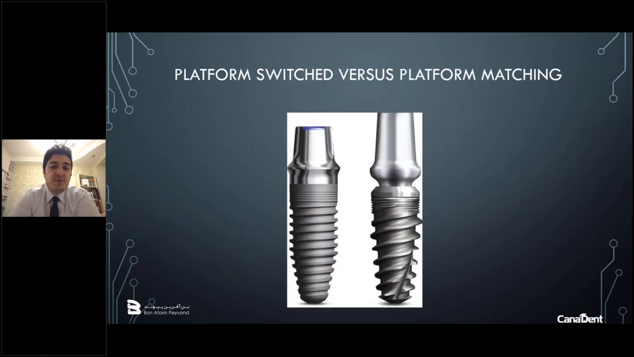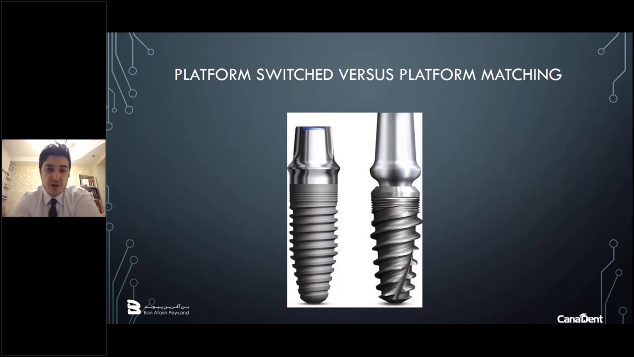Another beneficial design modification was platform switching. It was first discovered by accident when a dentist didn't have the correct abutment size and used one of the smaller ones he had in the office, and saw that the bone loss around that particular implant was much less than the others. So platform switching has been shown to be beneficial in reducing bone loss around implants, and it allows a greater volume of soft tissue at the implant-abutment interface to help achieve soft tissue aesthetics.